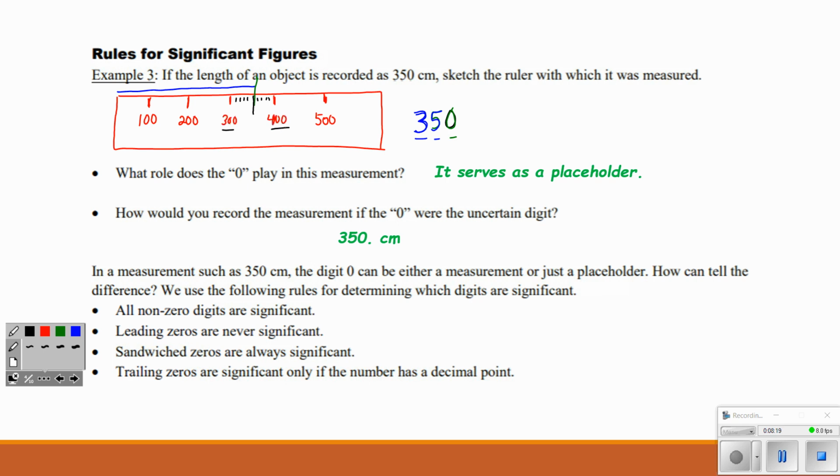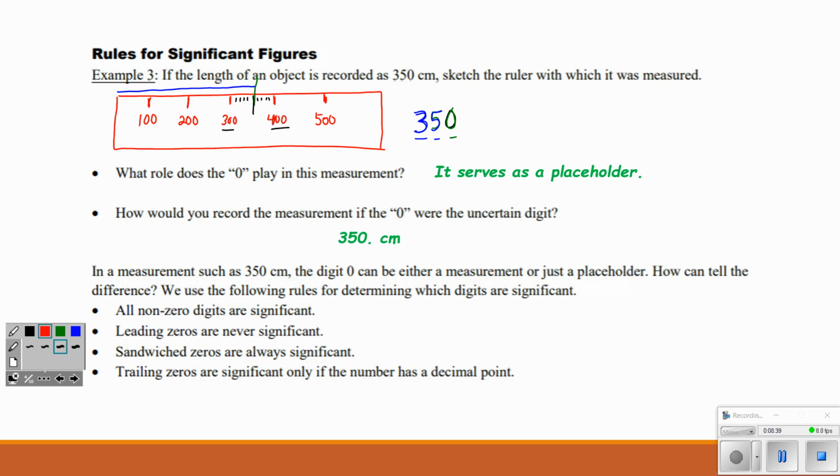Now, what we're going to look at are the rules that we use to determine which digits are significant and which ones are not. And what is in question are your zeros. That's always what's going to be in question.